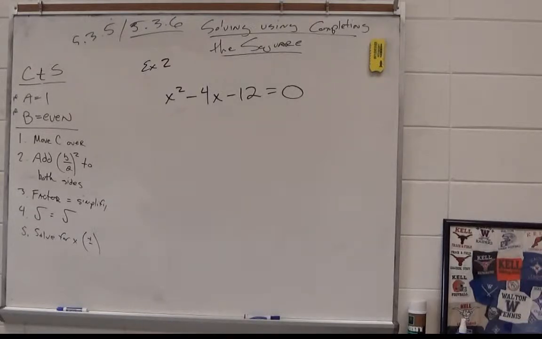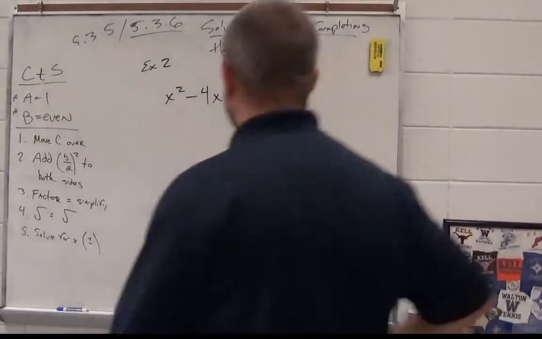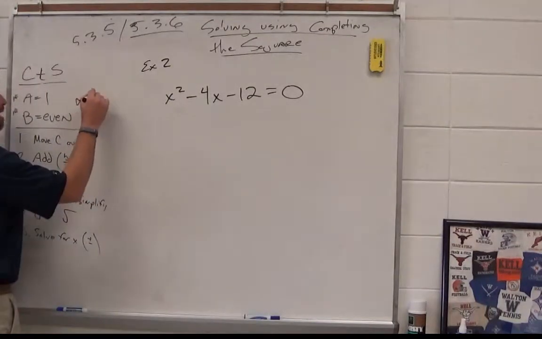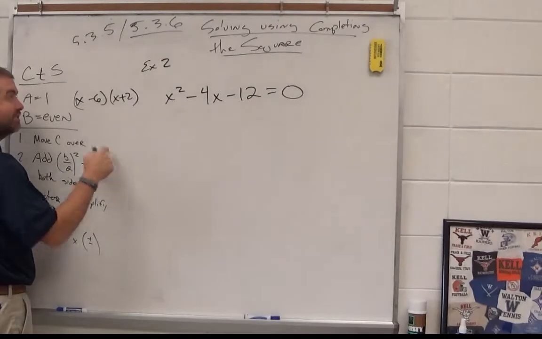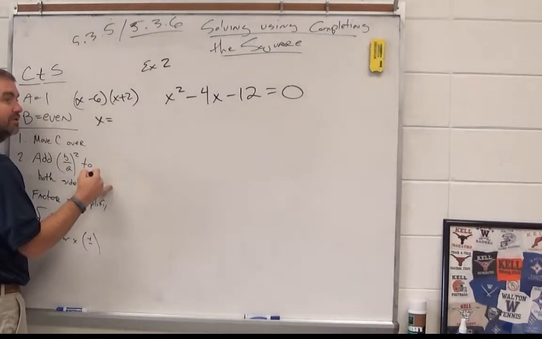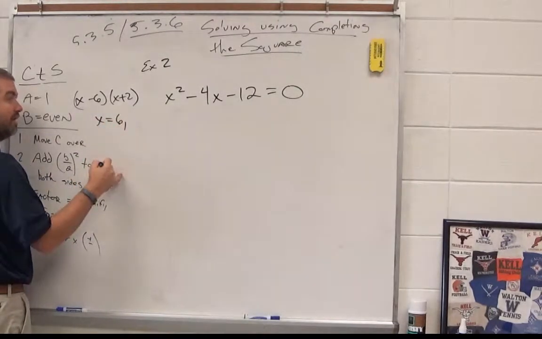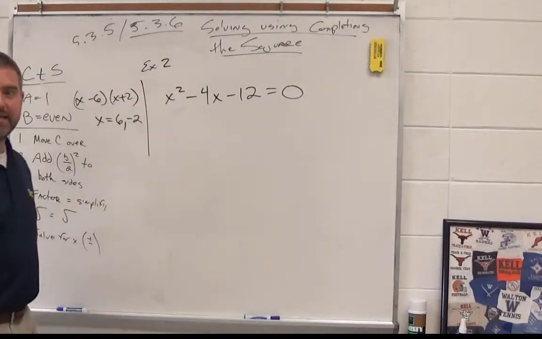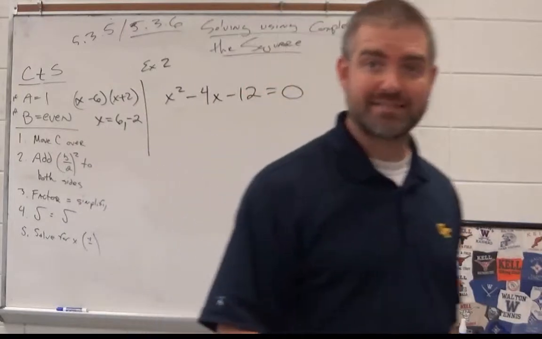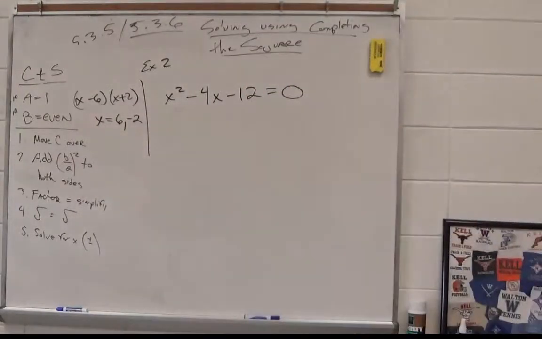Factoring is always the easier method, right? Well, look how easy this is. X minus 6 and x plus 2 is what that factors into. So what are your two answers? 6 and negative 2. That took less than 10 seconds. If factoring is possible, you can always factor. I would never mark that wrong because you didn't do it.